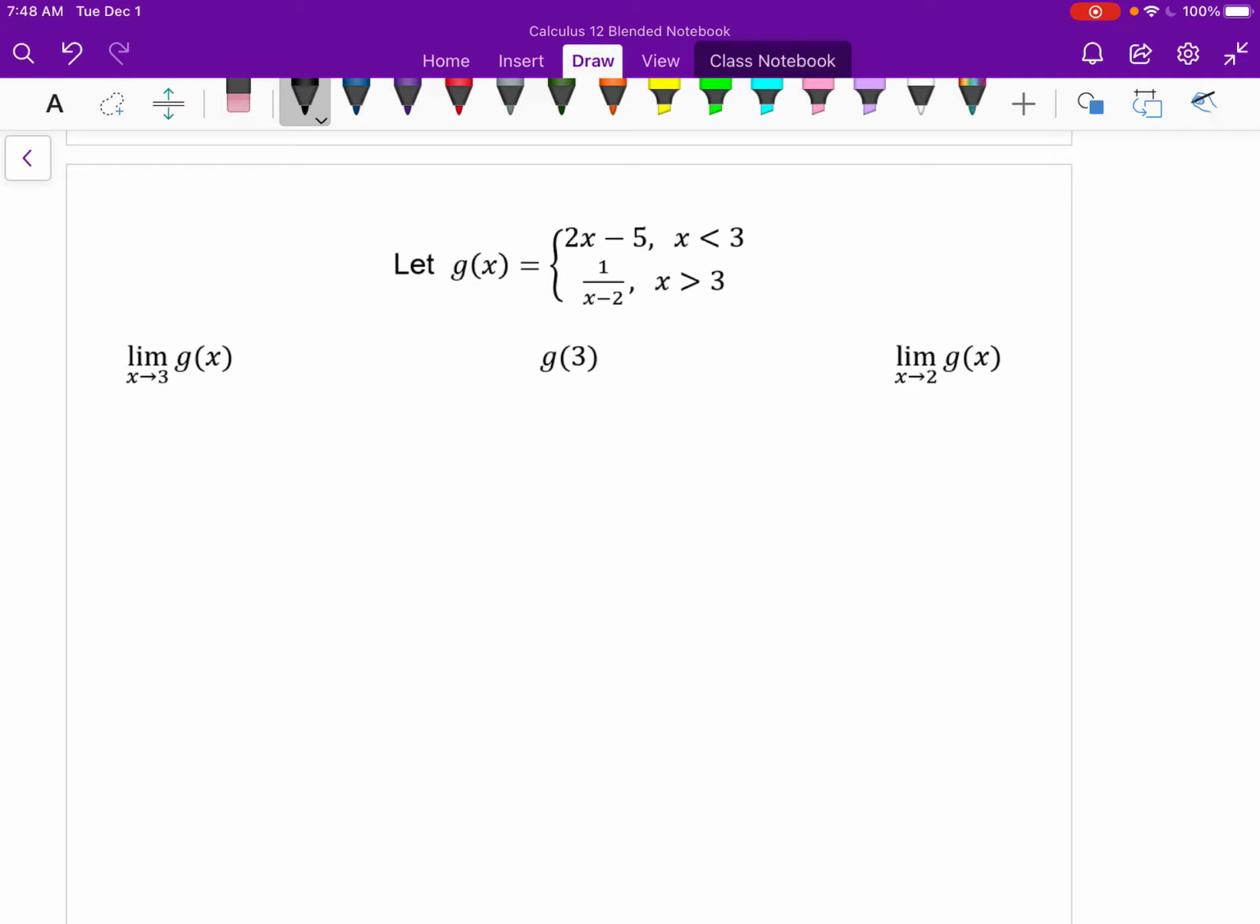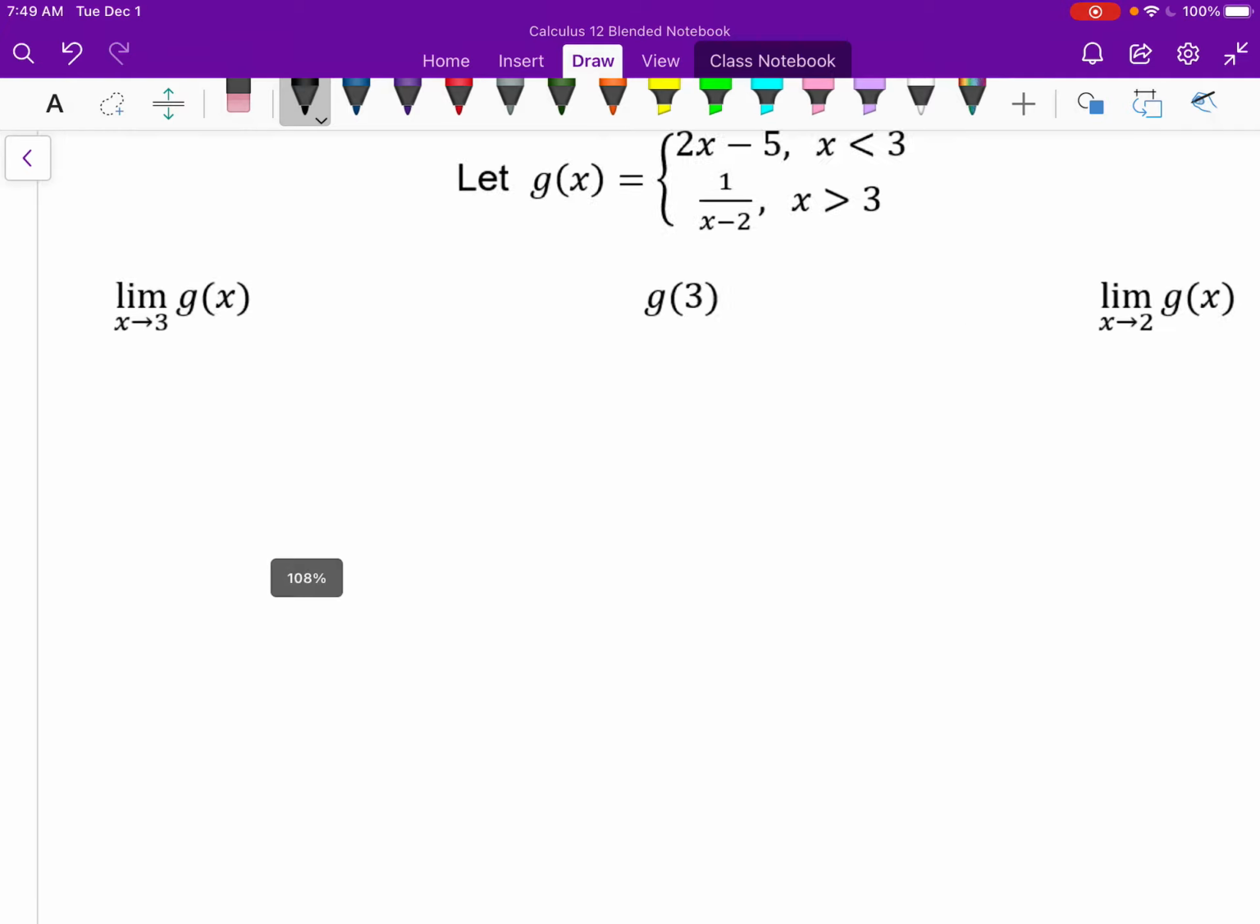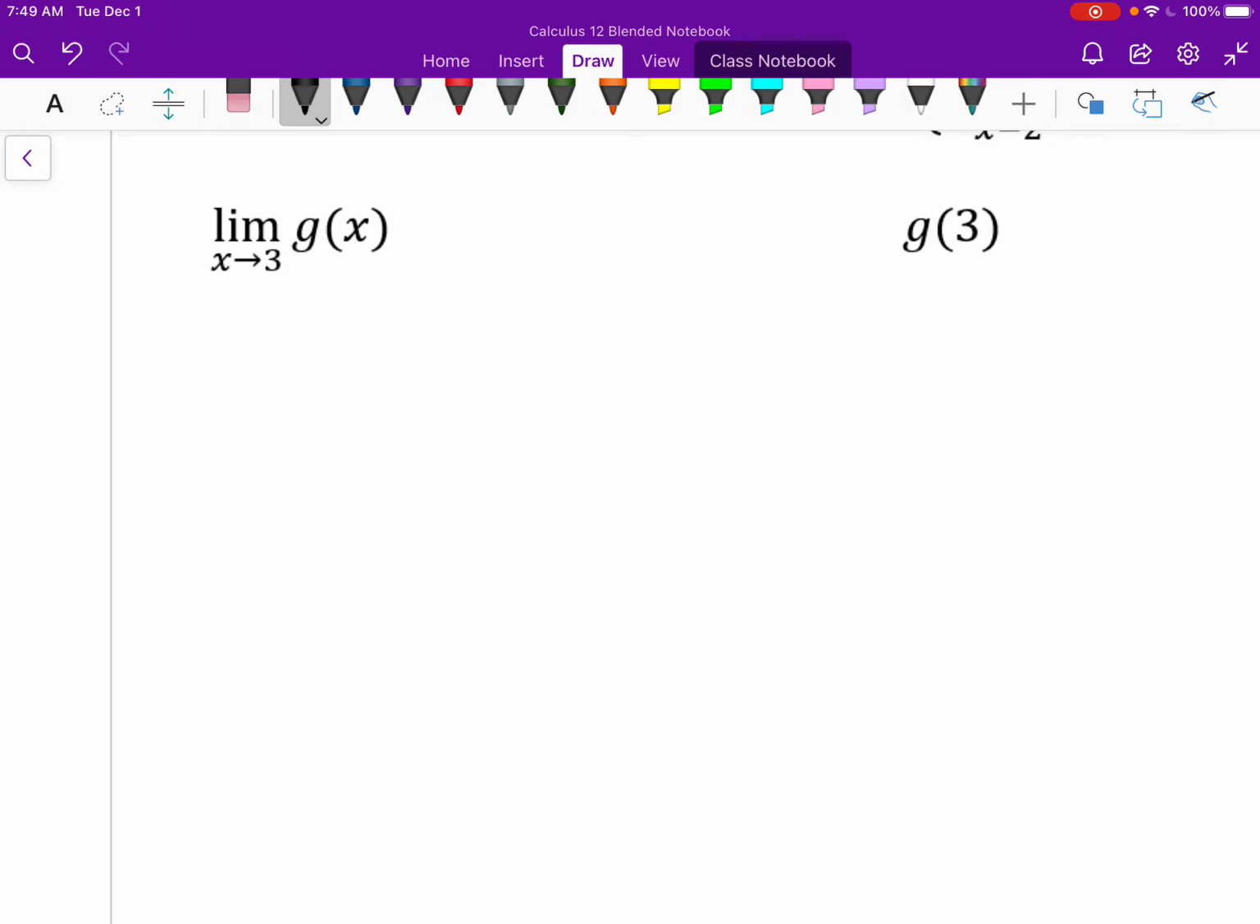So when x approaches 3, I've got to look at what happens as I approach from the left and from the right. So I want to think about two different limits here. I want to think about the limit as x approaches 3 from the left, and separately the limit as x approaches 3 from the right.